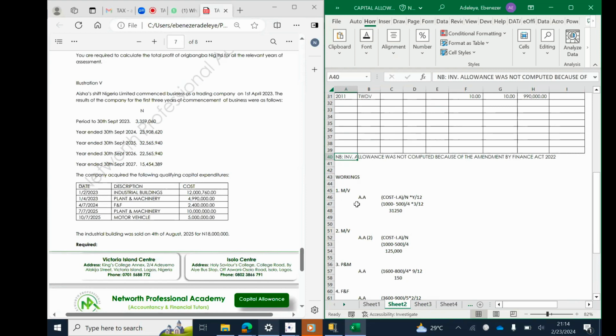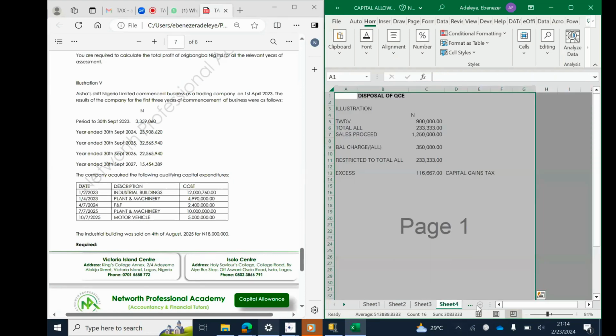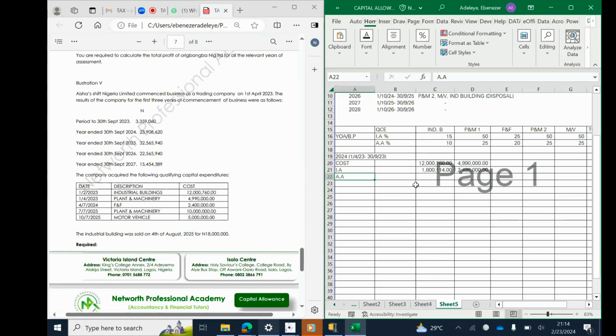So we said our annual allowance is cost minus initial allowance, divided by the number of useful life, times y over 12. We said y is the number of months in the year when this asset is used. So for this one, the asset has been used for 6 months out of the 12-month calendar year, so we have to prorate.